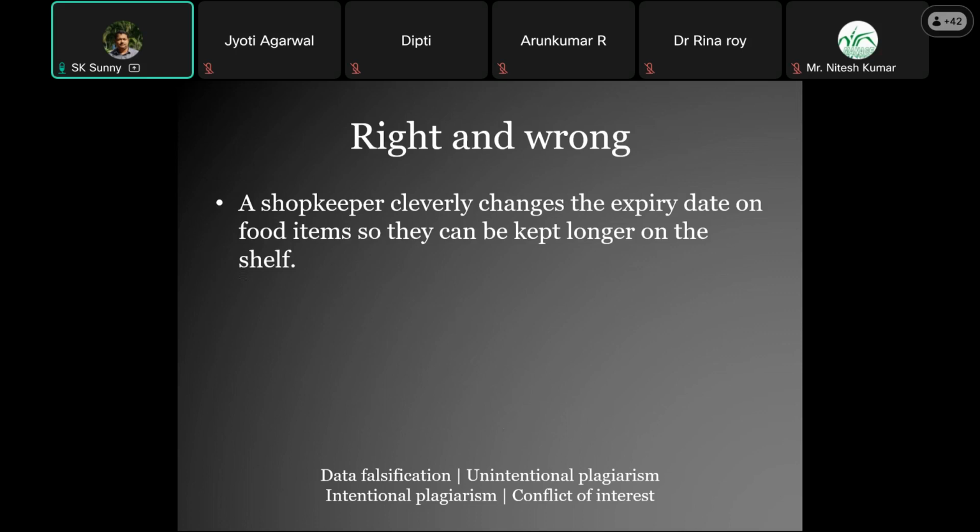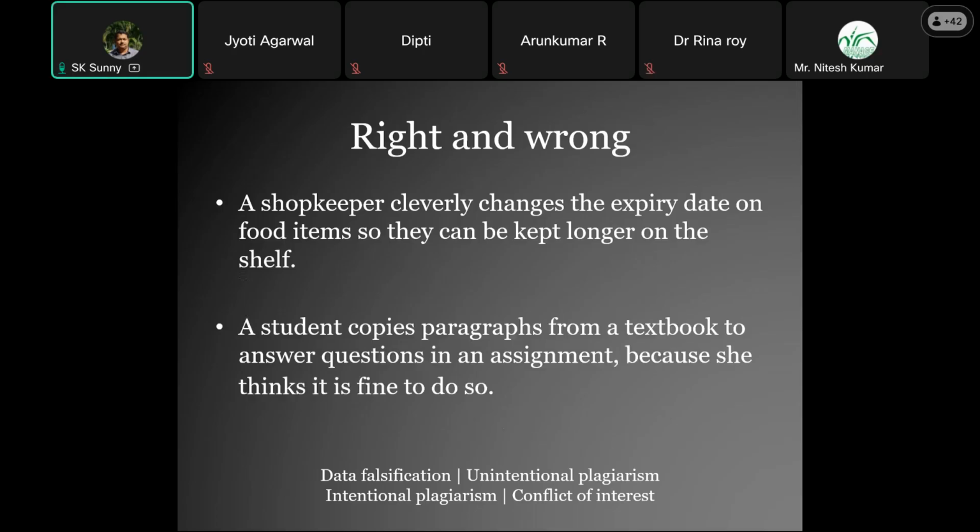Fine. This is wrong thing to do. A shopkeeper cleverly changes the expiry date on food items so that they can keep those things on the shelf for longer time. It is wrong thing to do, right? Wrong. Yes sir. Wrong. Now this second one.